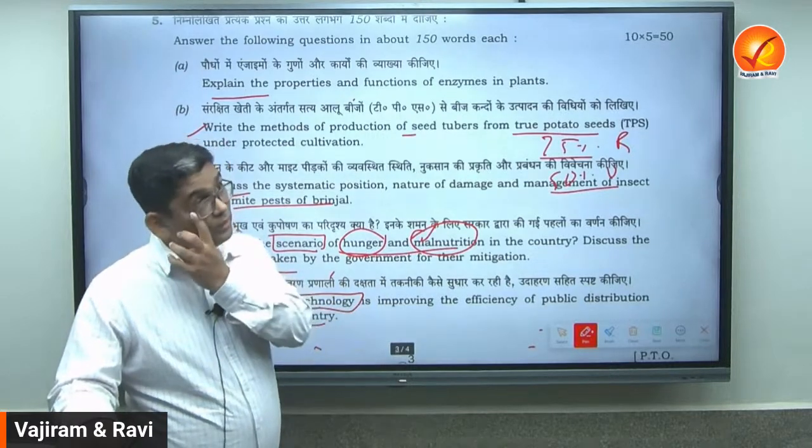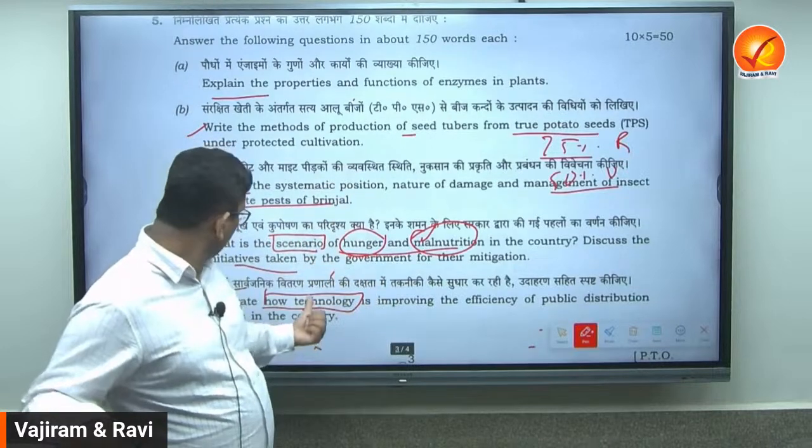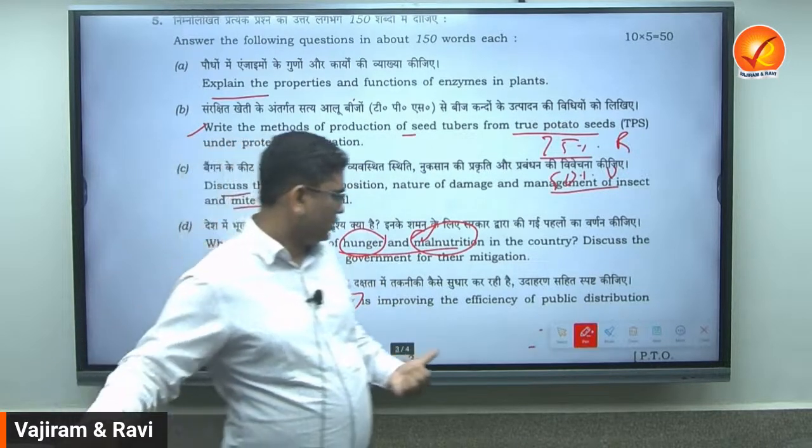Then social audit can be done on this system. So these are the recent advances for increasing the efficiency of the public distribution system.